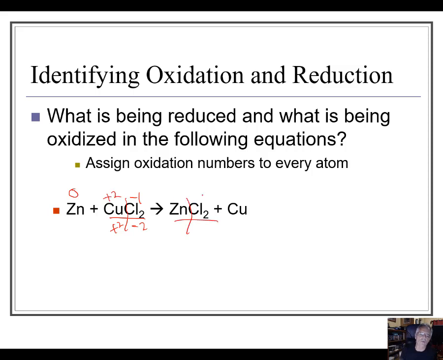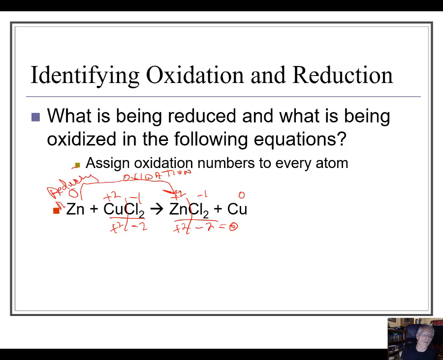And over here, if we look at this compound, we go through the same process. 2 times the minus 1 is minus 2. This has to be a plus 2 because remember, everything has to add up to 0 for a compound. And so we've got a plus 2 oxidation state for zinc. Copper is an element in its elemental form. So zinc is going from 0 to plus 2. We call that oxidation. Now, whatever gets oxidized is the reducing agent.